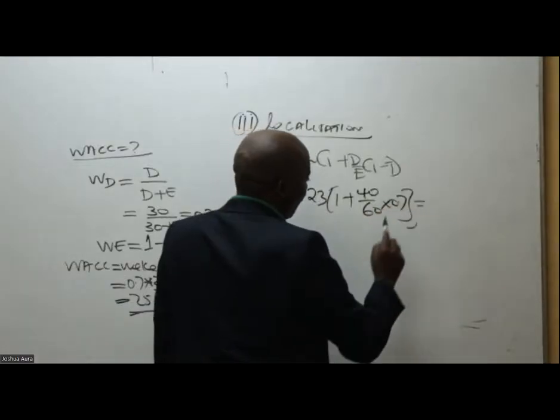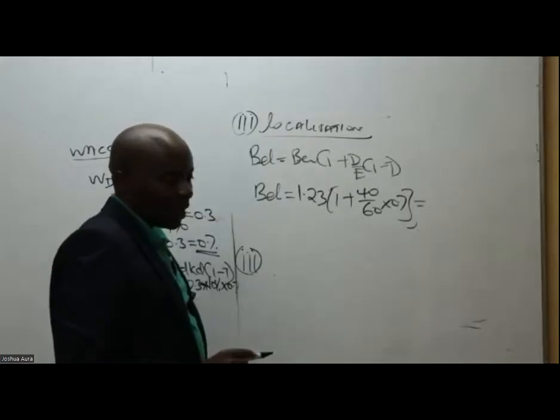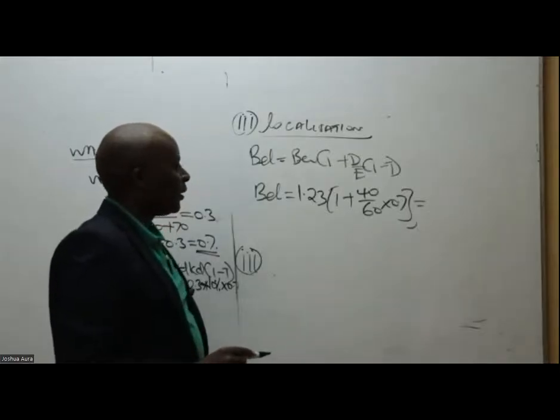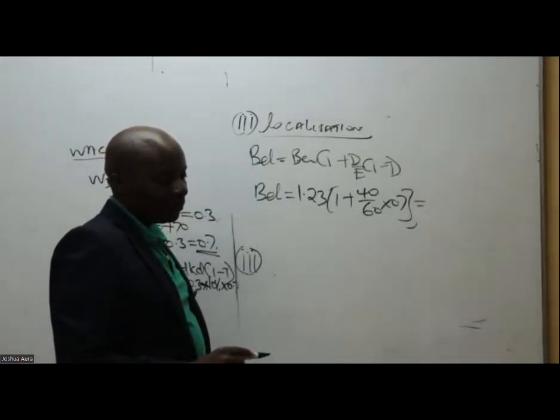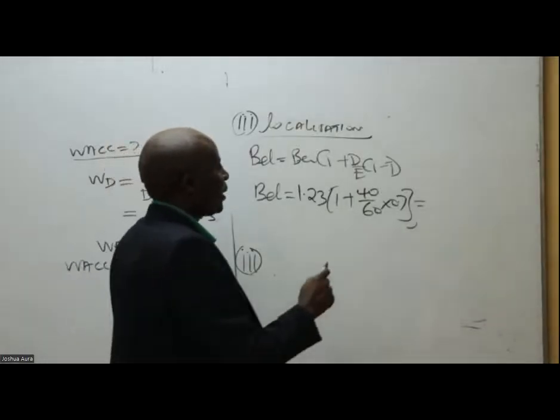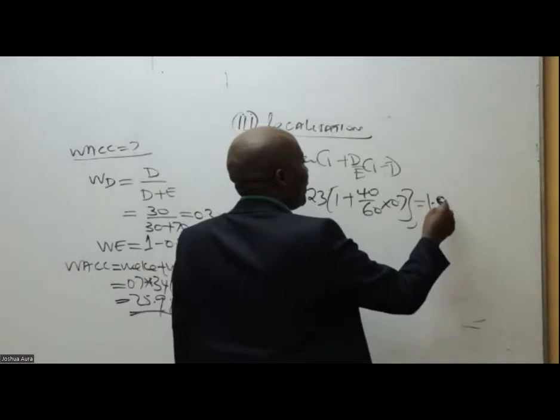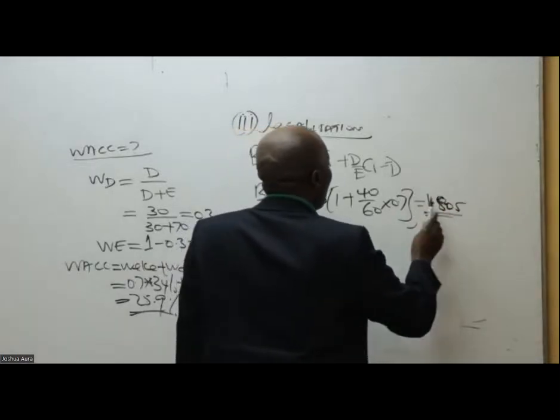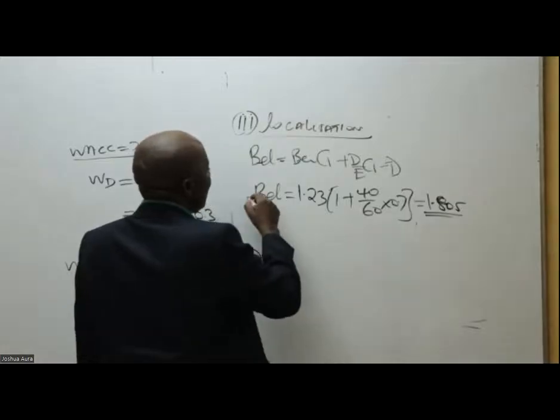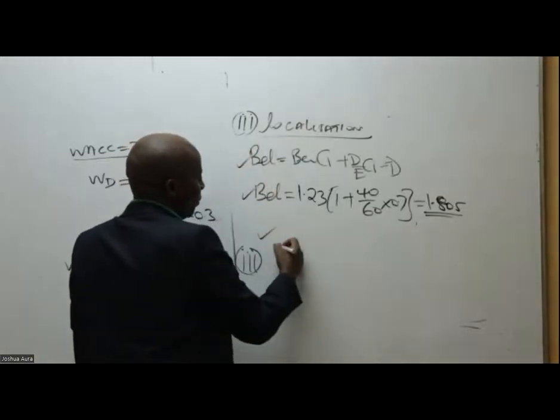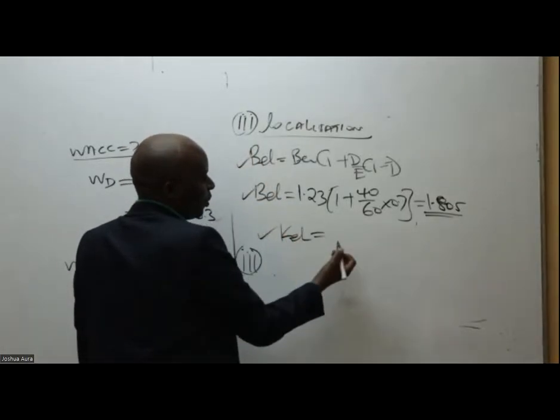So could you kindly give me the final answer there? The BEL. So 1.805. So once I get this 1.805, I'll be able to move to the next thing, which is the CAL for the organization.